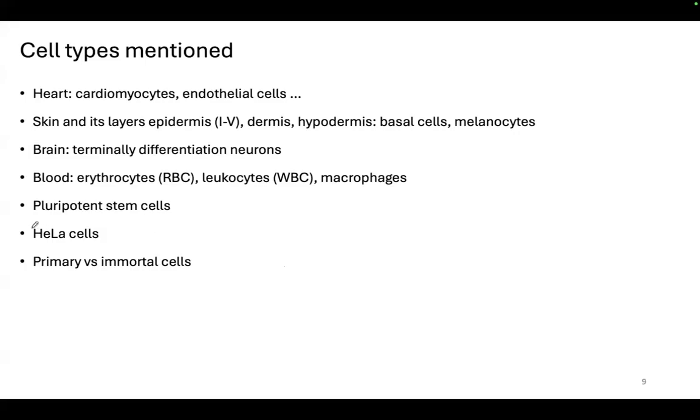We'll talk more about the HeLa cells. HeLa are the first two letters of the first name and the last name of the person, Henrietta Lacks, from whom these cells were derived. Primary cells, immortal cells, we'll talk about in more detail. But the basic thing is primary cells have a limited lifespan. Immortal cells are theoretically immortal.